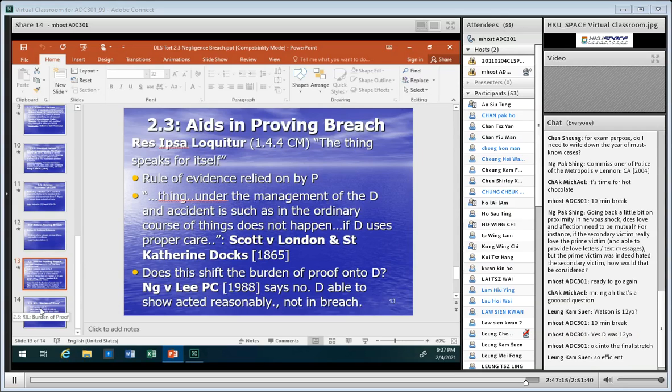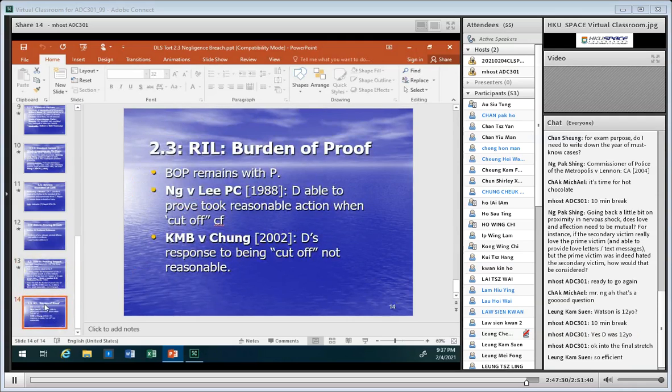But remember, with res ipsa loquitur, not quite as powerful as section 62 of the Evidence Ordinance because the burden of proof still remains with the plaintiff. And so it may well be the defendant is able to show that he acted reasonably, therefore not in breach. So that's Lee. I would say Lee is a must-know case because it's an example of how res ipsa loquitur applies and unfortunately did not assist the plaintiff because the burden of proof remains with the plaintiff.